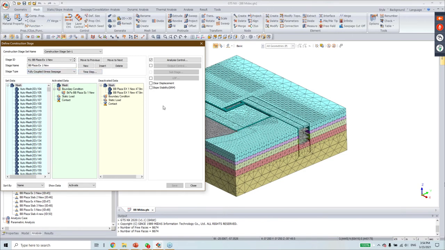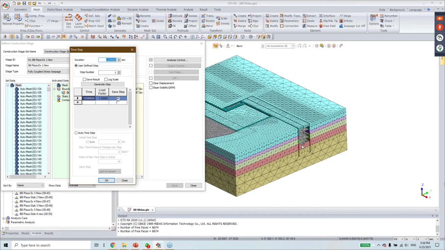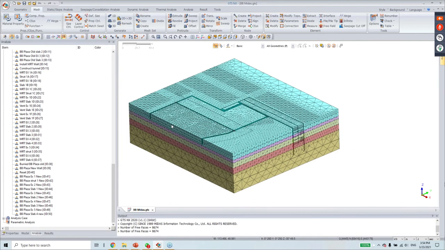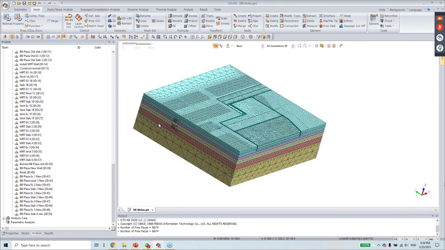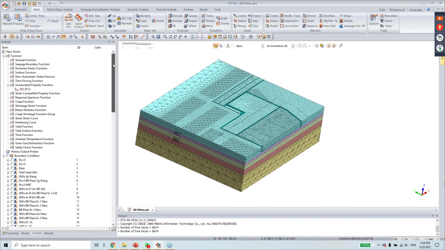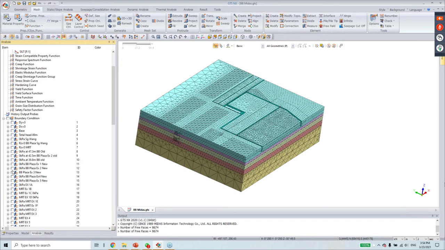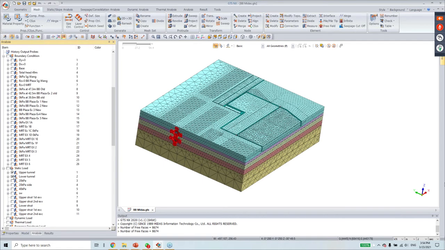So for every excavation, we define the pore pressure boundary, and also for every construction stage, we have to define the time steps. I want to show you how we model the tunnels for this model.